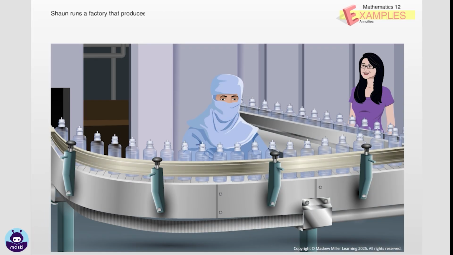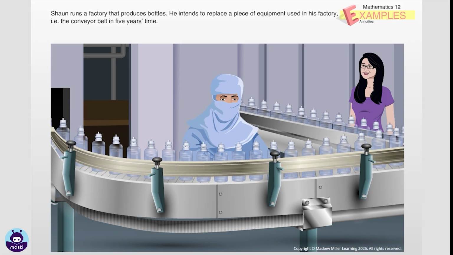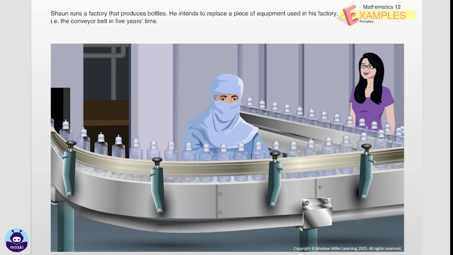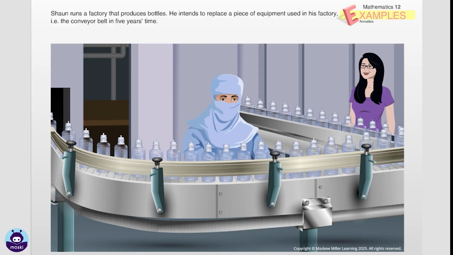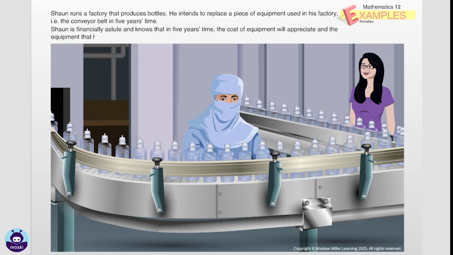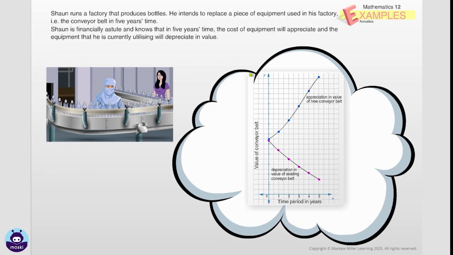Example 1. Sean runs a factory that produces bottles. He intends to replace a piece of equipment used in his factory, that is, the conveyor belt, in 5 years' time. Sean is financially astute and knows that in 5 years' time the cost of equipment will appreciate and the equipment that he is currently utilizing will depreciate in value.